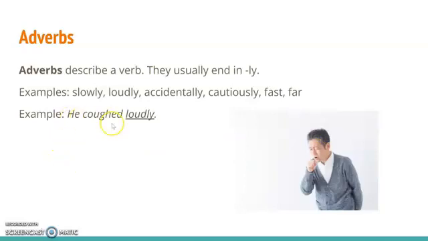In my example, he coughed loudly. Here, loudly is describing the verb coughed, right? He coughed. How did he cough? He coughed loudly. You can kind of see my picture here. He coughed loudly.